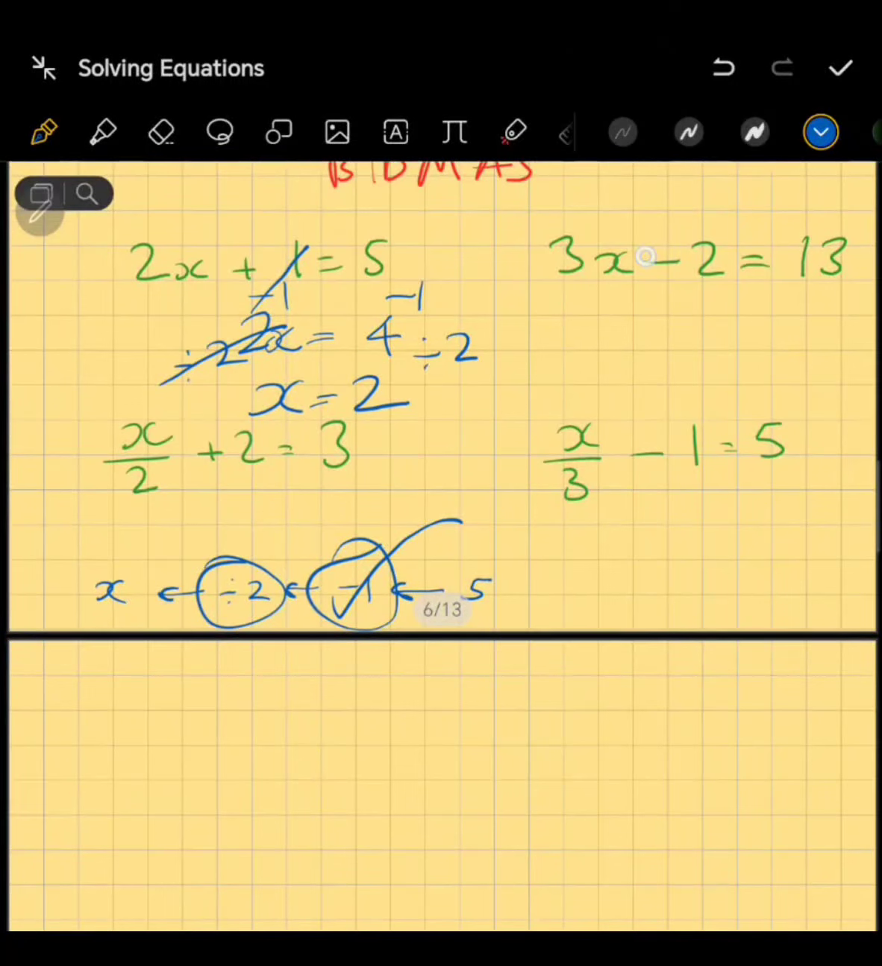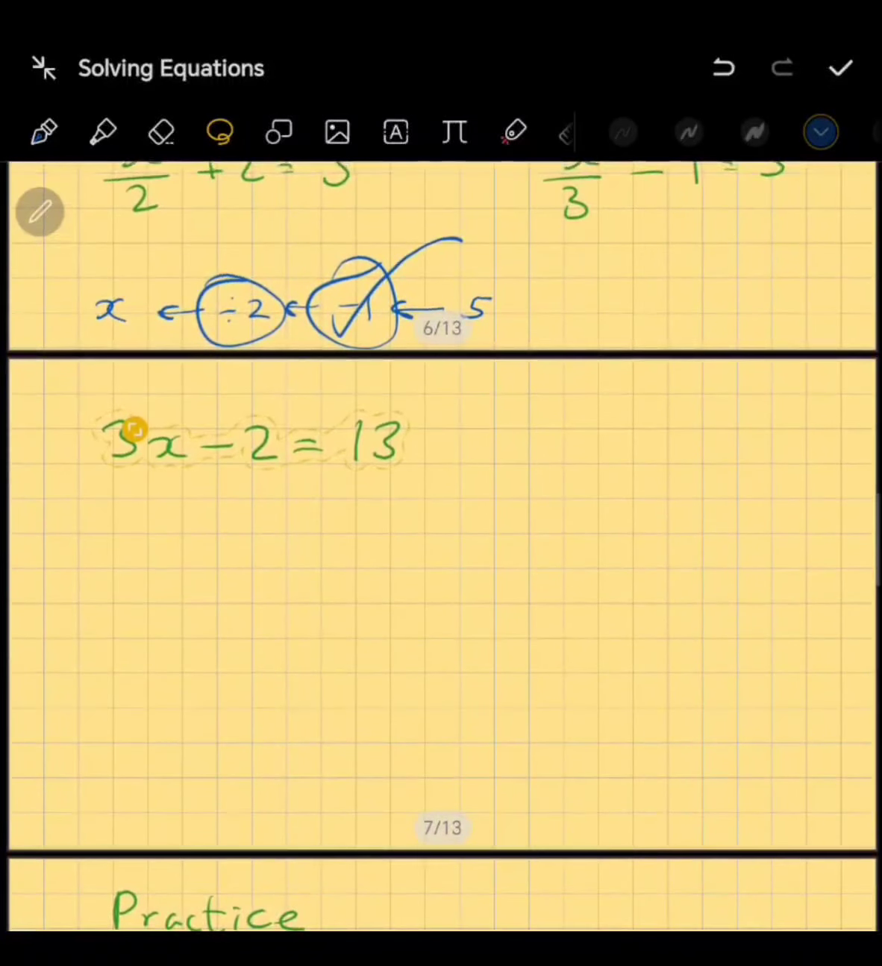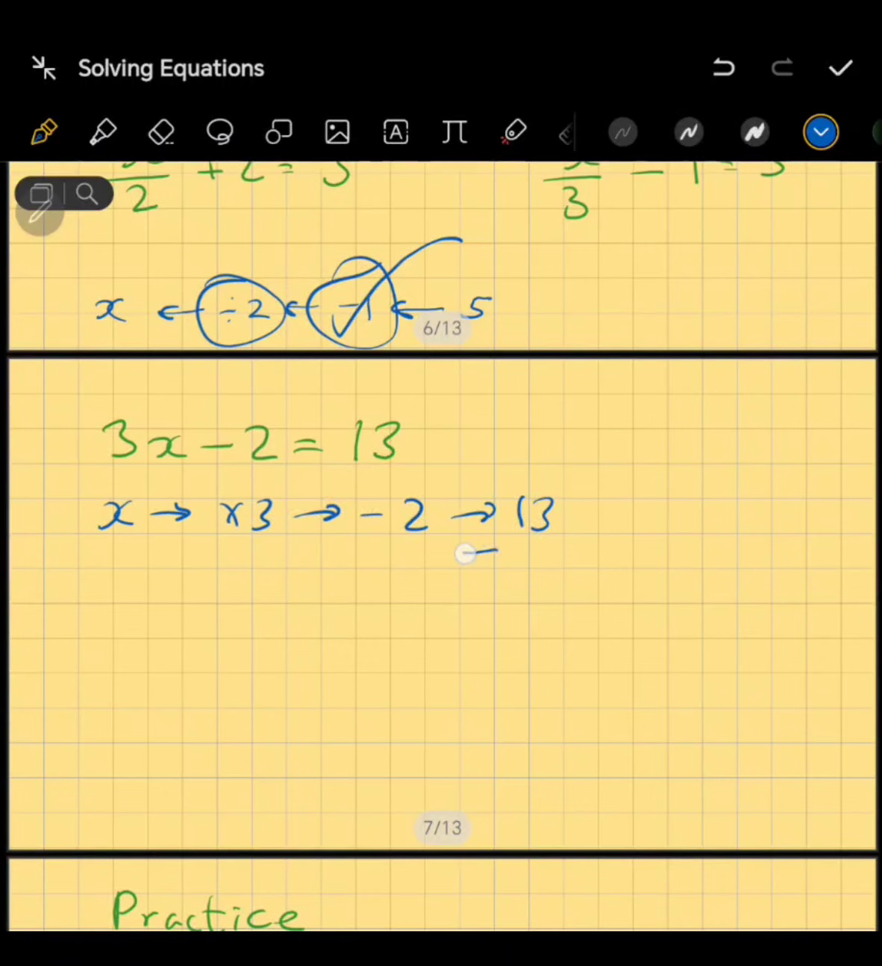Next question, this one here. We'll take it to a different page just to make it easier. So here the forwards journey is times by 3, take away 2. The inverse journey, the reverse journey, is going to be the opposite of minus 2, which is plus 2, and then instead of multiply by 3, divide by 3. So once we've done that, we're interested in the backwards journey.